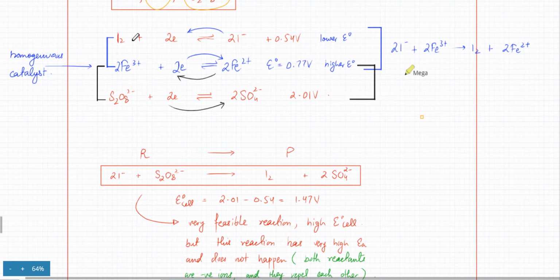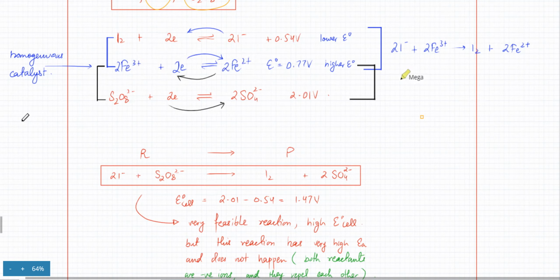So what's basically happening is that this iodine equation wasn't reacting with the S2O8 equation because of the following reasons. When we added the catalyst, the iodine equation started reacting with the catalyst, and we figured out this is the reaction that's going to happen. And similarly, the S2O8 equation also started reacting with the iron catalyst. And S2O8 equation being the higher potential would be the one that would be gaining electrons, and the iron one would be the one that would be losing electrons. So we can come up with the overall reaction.